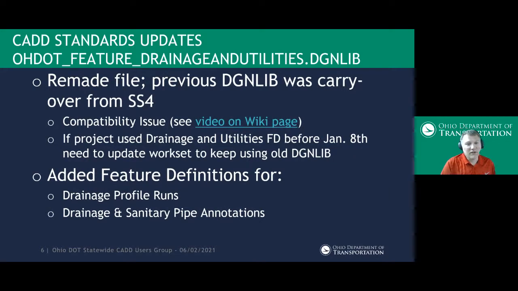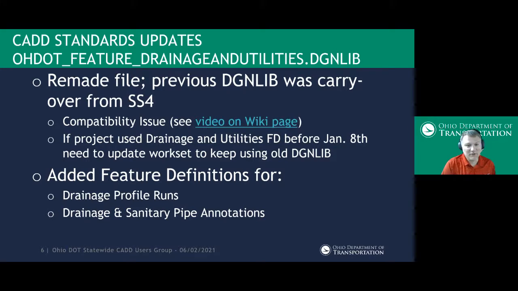So for the drainage and utilities DGN library, this file was completely remade. It was a carryover from SS4, so that was remade from the ground up. JD can probably talk to this better. I know he's gone over it in several other presentations, but there is a slight compatibility issue: if you had started your project before January 8th, which is when that new file came out, you'll need to update your work set to keep using the old DGN library.